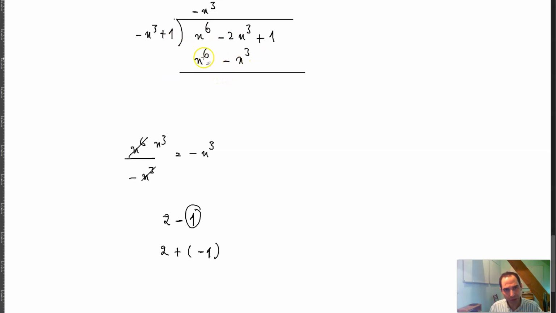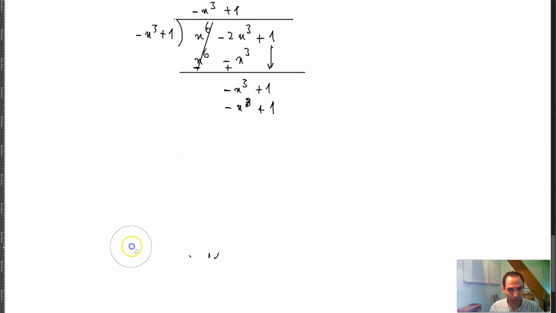And I'll do the same thing over here. I'll add the algebraic opposite of this expression to this expression. So multiplying this by negative 1, I'll get negative and positive. And so these two will cancel out. I'll have negative 2x cubed plus x cubed, that gives me negative x cubed. And I can bring down this 1. Now, negative x cubed divided by negative x cubed gives me a 1. And now if I multiply, I'll get negative x cubed plus 1. Again, if I multiply this by negative 1, positive, negative, add, and I'll get a 0.